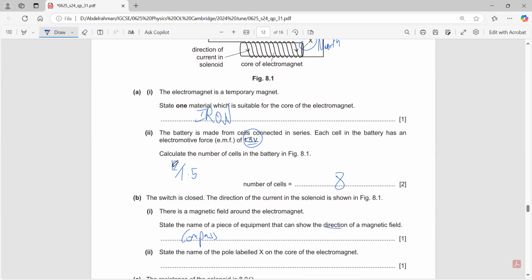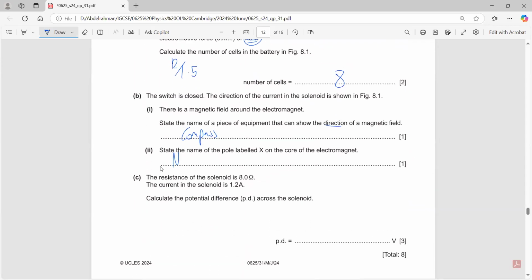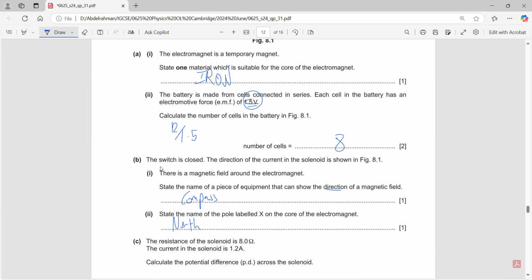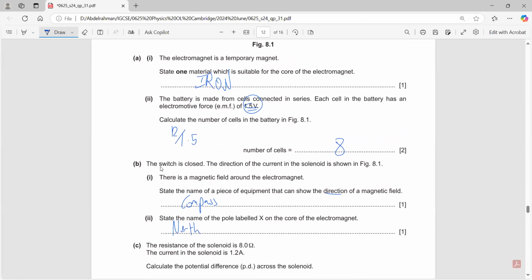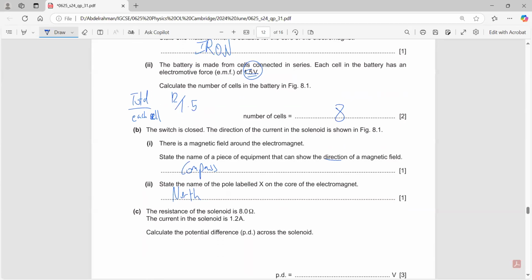Let me write down here. A, this is a north pole, okay? And for AII, what did we do? The number of cells, what did I do? I took the total voltage divided by the voltage of each cell. Total voltage divided by the voltage of each cell. That's what I did to find the number of cells.